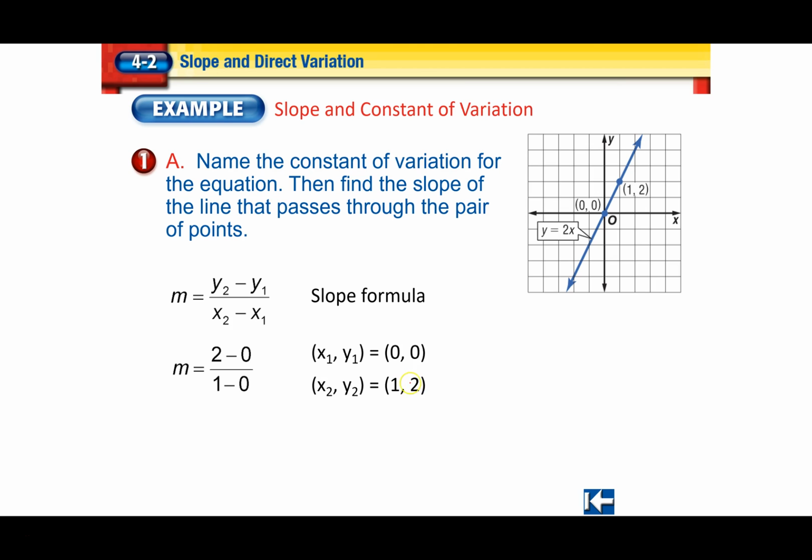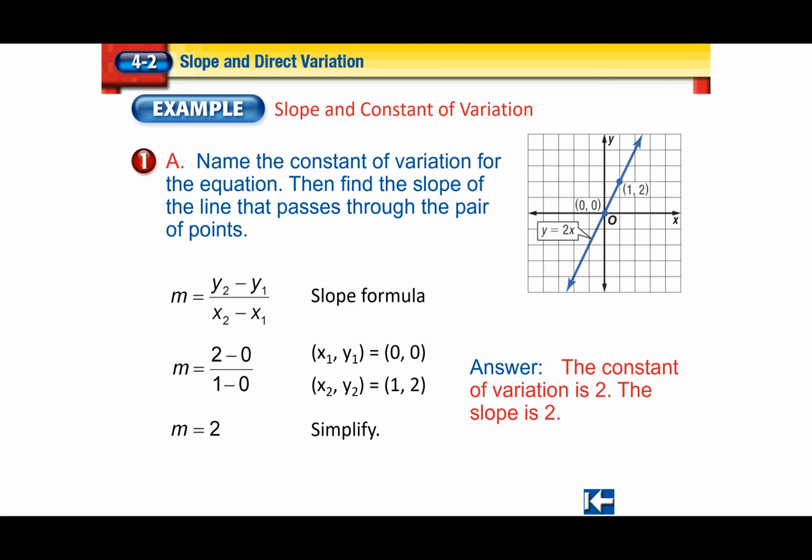So y2 minus y1 over x2 minus x1 comes out to 2 over 1, which goes to 2. So there's what my slope is. That would be also my k. So the constant of variation, remember constant, you can think of constant with a k. Constant of variation is 2, so therefore the slope is 2.